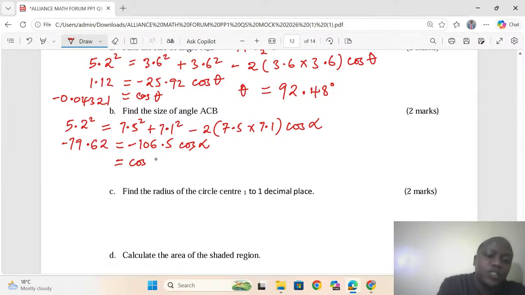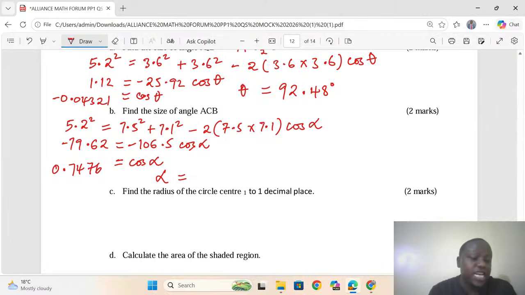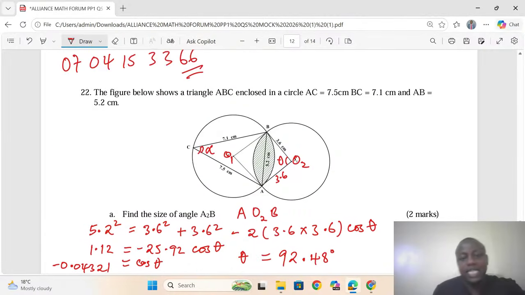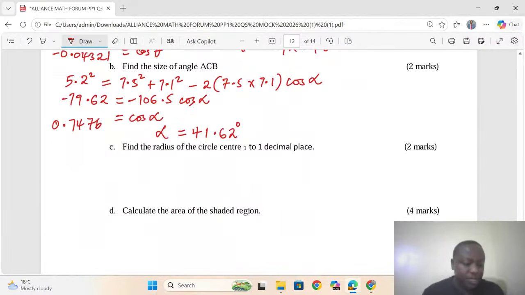So cos alpha will be equal to negative 79.62 divided by this value here, 0.7476, meaning that alpha will be the cosine inverse, that is, shift cosine. I'm getting 41.62 degrees to 2 dp. That is now the angle at that point.